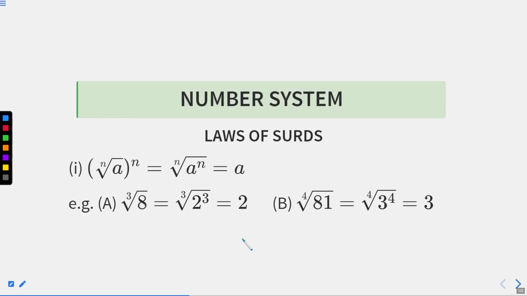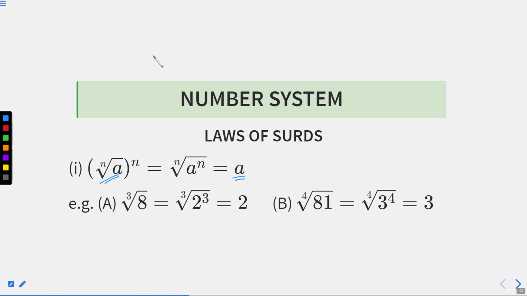Okay, now let's jump to the laws of surds. So what are the different laws of surds? Let's see. We can easily see that if the nth root of a raised to the power n is given, then we can rewrite it in the form nth root of a power n. Clear? Which is further equal to a.